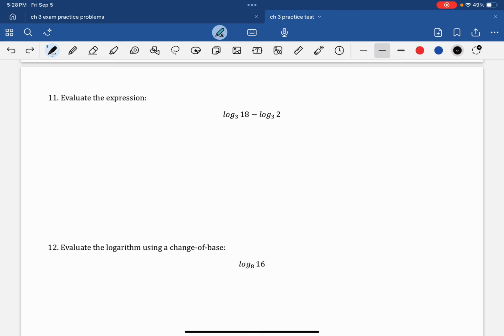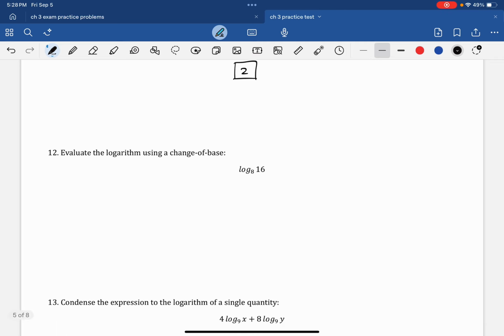Next question. Here we're just going to know that whenever we subtract logarithms, their inputs divide, right? So this is log base 3 of 18 over 2, right? Make sure it's in the right order. The subtraction is in the same order as the division. So this is log base 3 of 9, or log base 3 of 3 squared, which is 2. Okay, remember 9 is 3 squared, not 3 cubed.